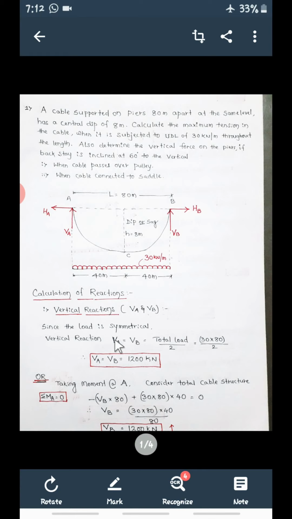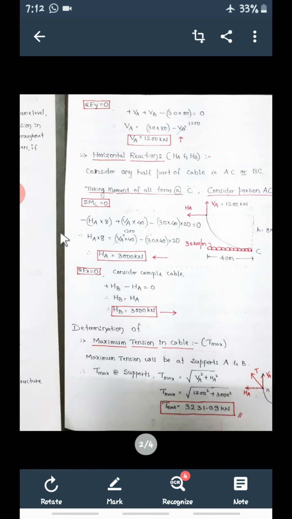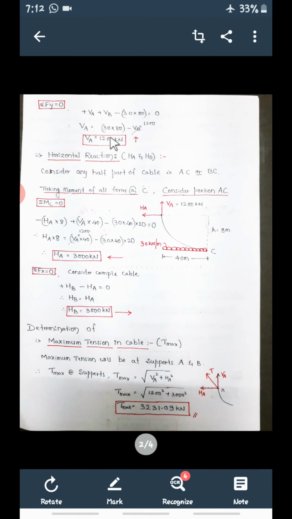This is applicable only when the load is symmetrical. If the load is symmetrical, you can take reactions Va and Vb equal to total load divided by 2. If the load is not symmetrical, use this method: take moment of all the forces about any one support, then use the next equation, summation Fy is equal to 0, and you can get the reaction. So this is the way you can calculate the vertical reactions at A and B.